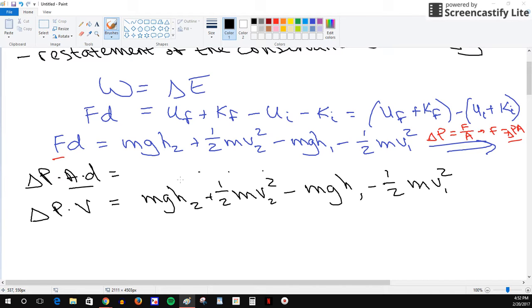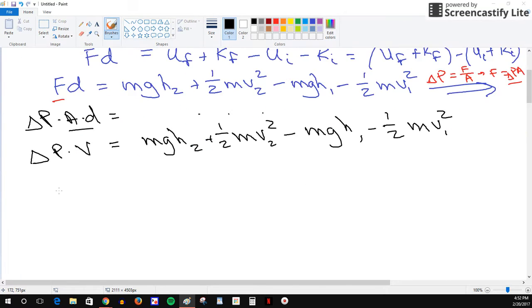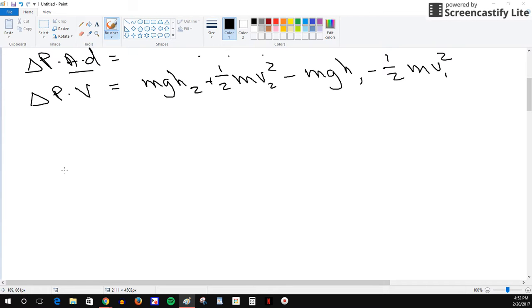Okay, now what would happen if I divide both sides of the equation by volume? Well, let's see. If I do that, I get delta P by itself, which is very convenient. Looking over here, mgh2 divided by V, well, we also know that our fluid's density, rho, is equal to its mass per unit volume. So if on the right-hand side of the equation, recognizing that I have mass in each one of these terms, if I divide that by volume, I'll get the density of the fluid.